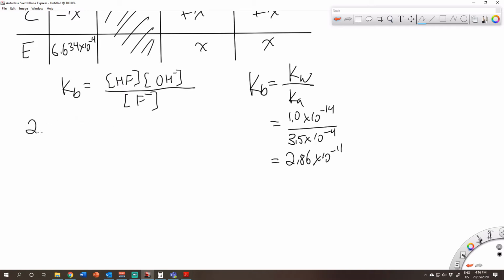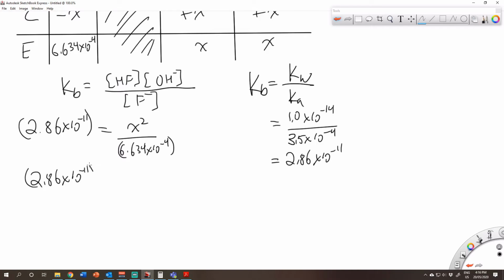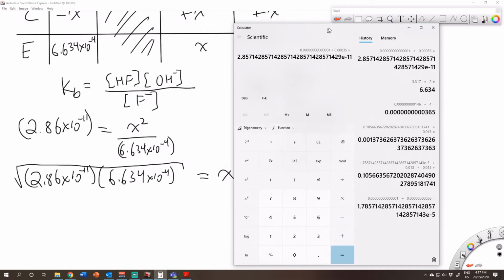Right, let's put in some numbers. 2.86 times 10 to the negative 11 is equal to x squared all over 6.634 times 10 to the negative 4. Now we just have to multiply across and then square root it. So 2.86 times 10 to the negative 11 times 6.634 times 10 to the negative 4, and then we'll square root that, and that'll get me the concentration of HF and OH minus.